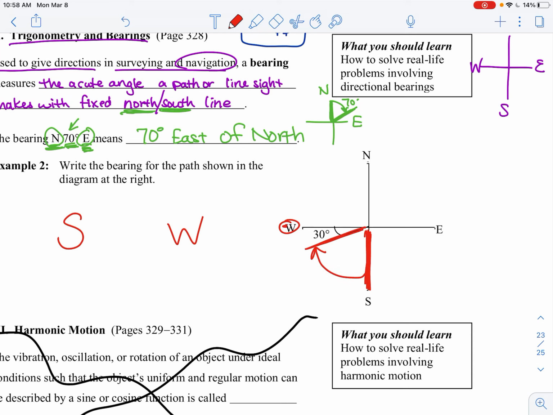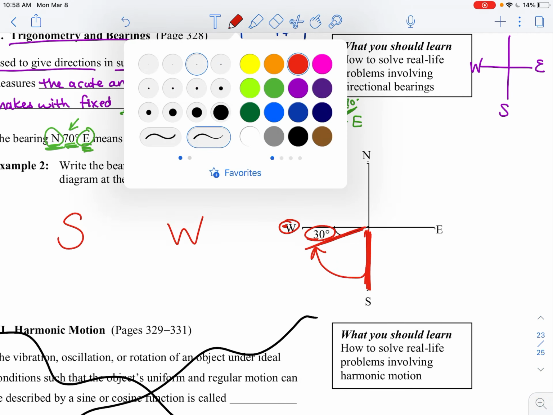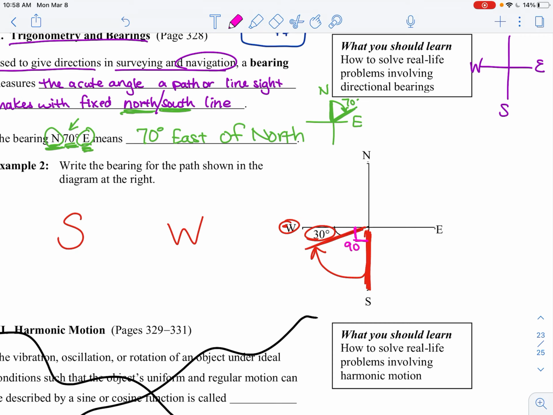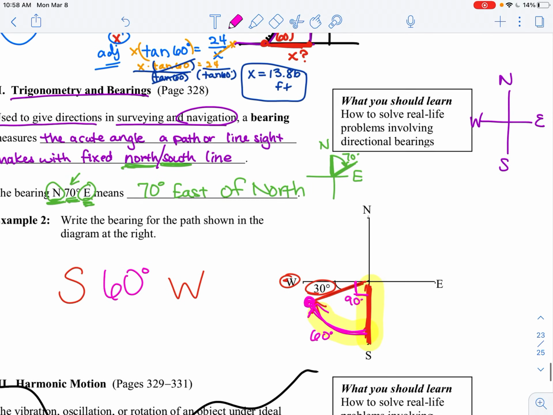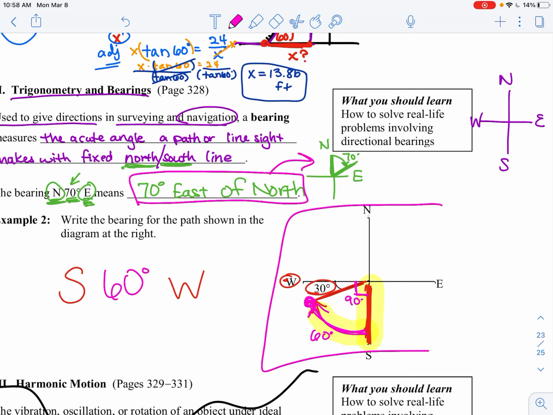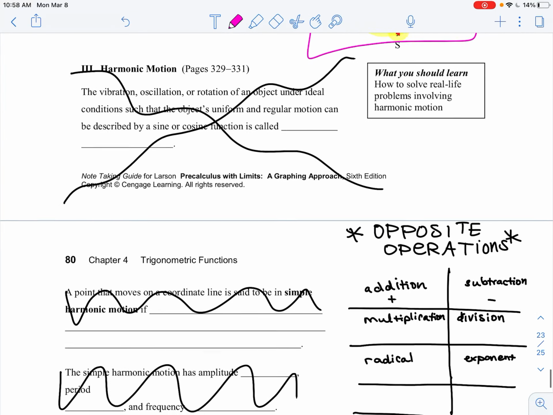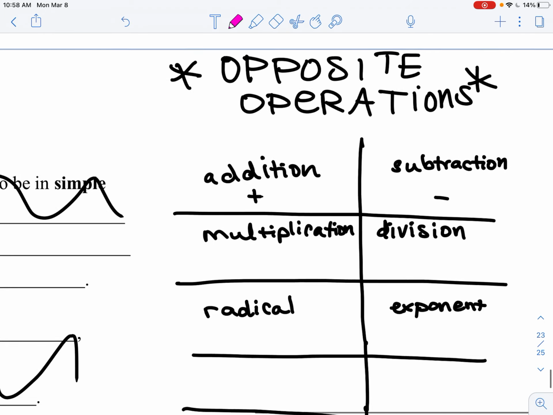Well, we could say this, if this is 30, I know this whole angle here is 90, which means from here to here is 60. So we could say south, 60 degrees west. And that means we start at the south and we go 60 degrees towards the west, and that's going to give us our location. So you should be able to go from a bearing and graph it, or from a graph and name the bearing.